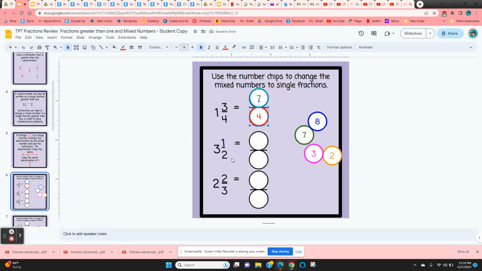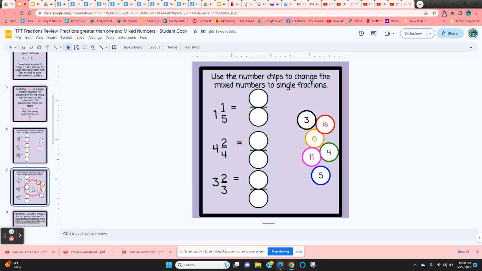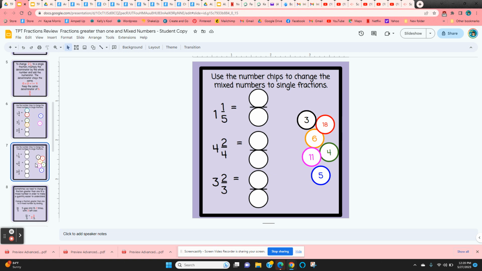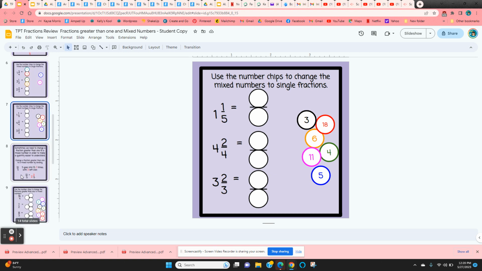3 1/2, 2 times 3 is 6, plus 1 is 7. New numerator is 7. Denominator stays the same. And they're going to do that on the next one also and on the next slide. So they've got 3 more there to change to a single fraction.